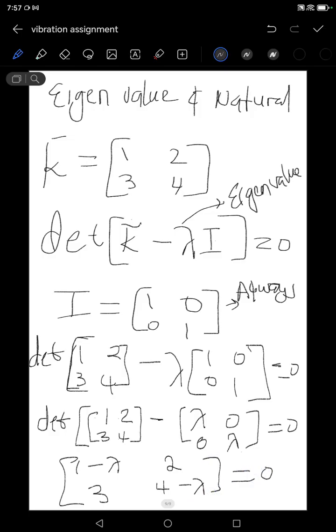And now after here we can determine the lambda using what? Determinants. So it's going to be negative 1 minus lambda multiplied by 4 minus lambda. So it's going to be going like this, and like this. So it's going to be 1 minus lambda multiplied by 4 minus lambda minus 2 multiplied by 3, or equals to 0. Okay, so that's how we determine what? The eigenvalue. Eigenvalue is the lambda.